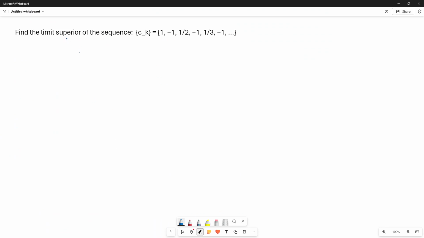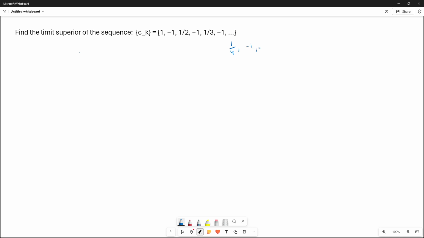We would like to find the Lim Sup of the sequence c_k equals 1, -1, 1/2, -1, 1/3, -1, etc. So the next few terms would be 1/4, and then -1, and then 1/5, and then -1, etc. So we would like to know the Lim Sup of c_k as k goes to infinity. So this sequence does not have a limit.